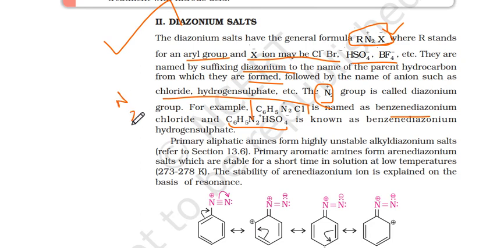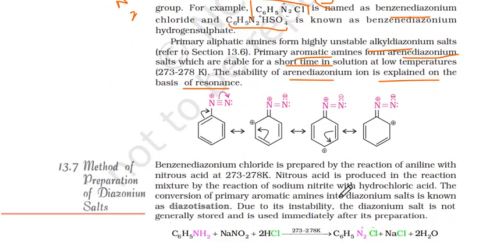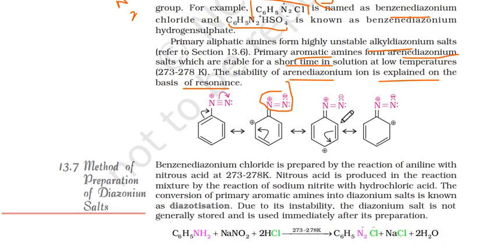All right. Primary aliphatic amines form highly unstable alkyl diazonium salts. Primary aromatic amines form arene diazonium salts, which are stable for a short time in solution at low temperatures. Stability of arene diazonium ion is explained on the basis of resonance again. So you have aryl group over here. This is the diazonium salt, N2 positive, and over here you can see it is in a state of conjugation. So there's resonance, and that's how it's stabilized.